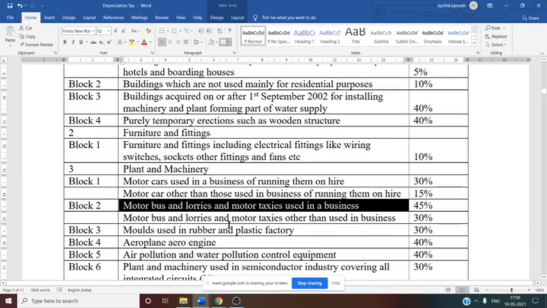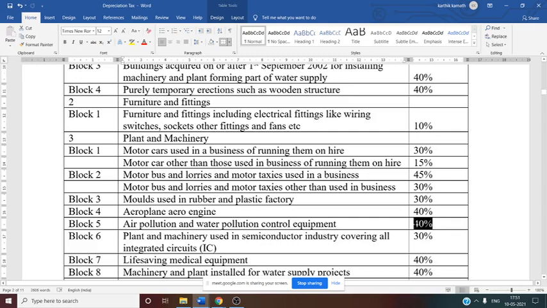Next, block 3, molds used in rubber and plastic factory. Any rubber and plastic factory molds, that is 30%. We have to consider 30% here as the rate of depreciation. Next, aeroplane and aero engine, 40%. All these things are not that important from the point of view of examination. Then block 5, air pollution and water pollution control equipment, that is 40%. Then block 6, plant and machinery used in semiconductor industry covering all integrated circuits, 30%.